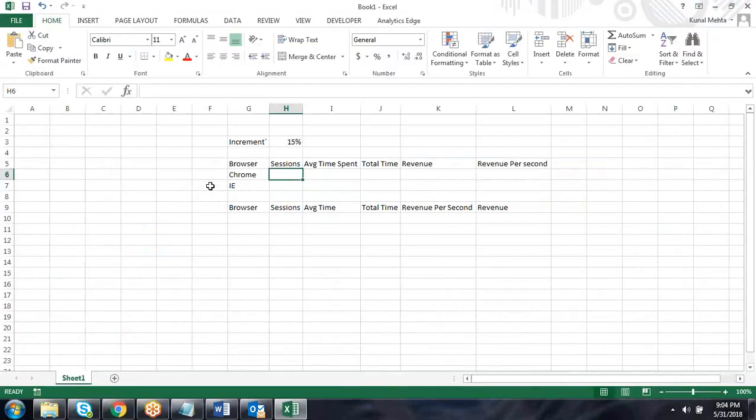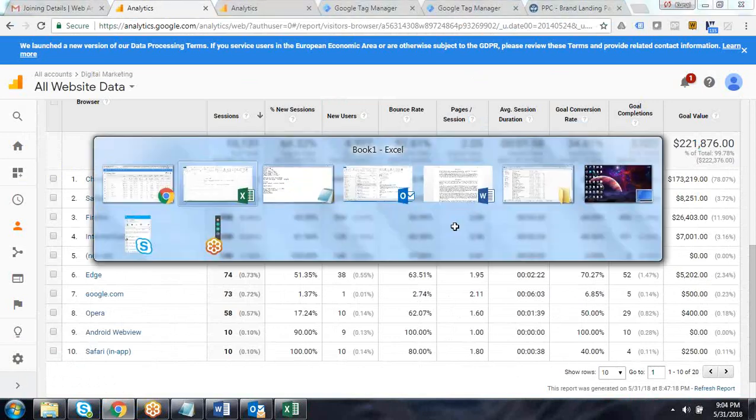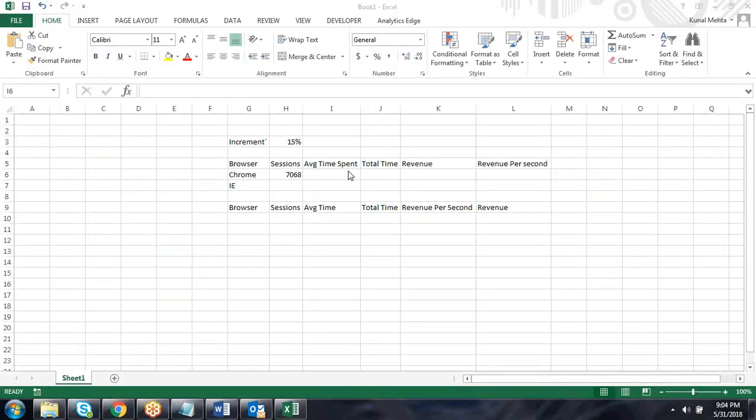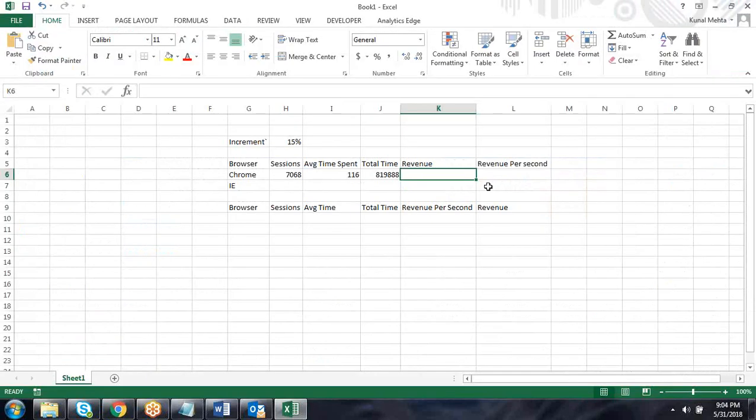From Chrome, I got around 7,668 sessions. Average time spent from Chrome is around 1 minute 56 seconds, which comes out to be 116 seconds. So total time spent would be 116 times total sessions. Revenue from Chrome is 173,219. Revenue per second comes out to be this divided by total time spent. Does it make sense to everyone?